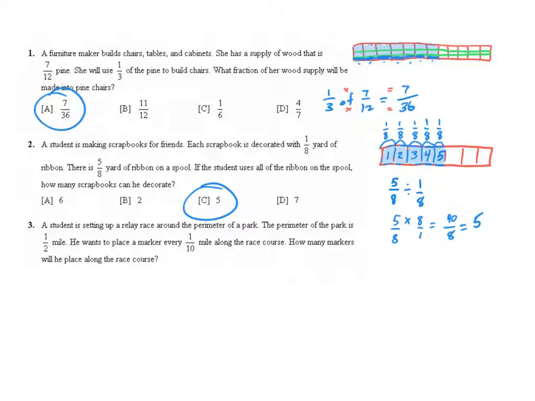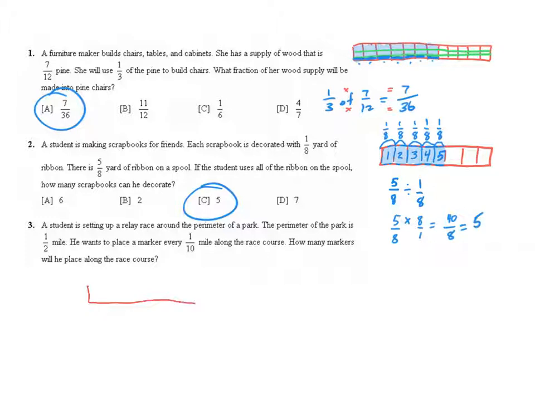Question 3 says a student is setting up a relay race around the perimeter of a park. The perimeter of the park is 1/2 mile. He wants to place a marker every 1/10 of a mile along the race course. How many markers will he place along the race course?